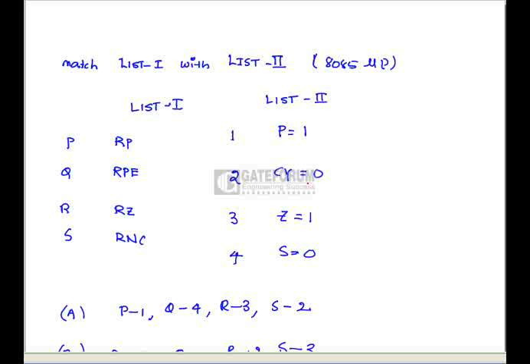Return on positive: positive means if the sign bit is 0, it returns. Hence P is matched to 4. Return on parity even depends upon the parity bit condition, so Q is matched to 1. Return on zero checks the zero flag, so R is 3. Return on no carry checks the carry flag condition, that is S is 2. So P4, Q1, R3, S2. Hence option C is correct.